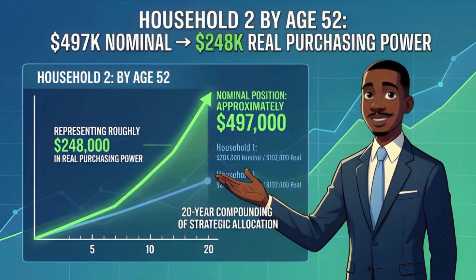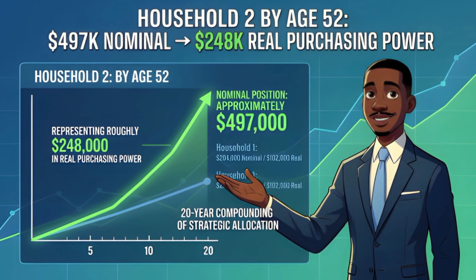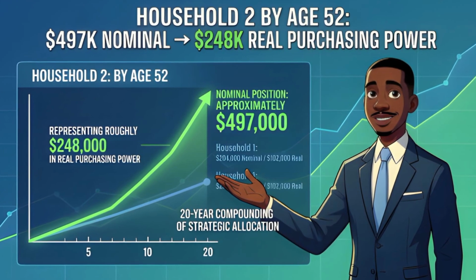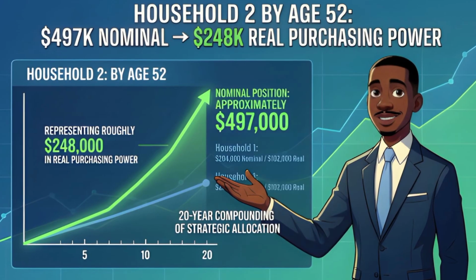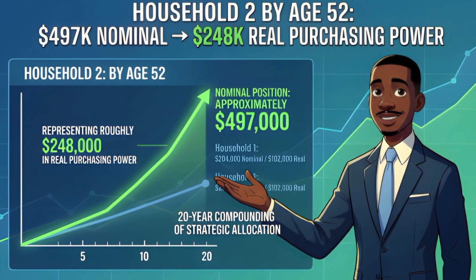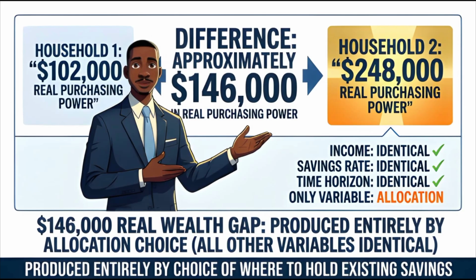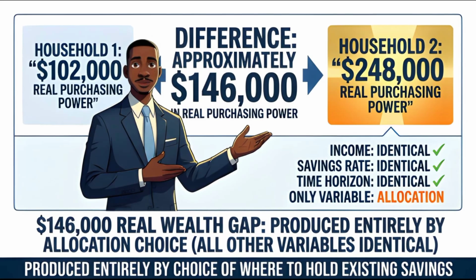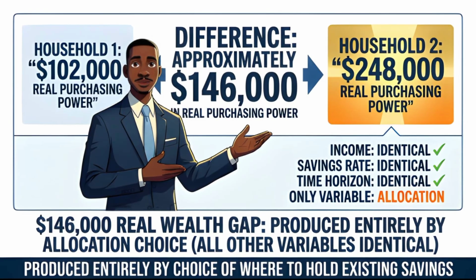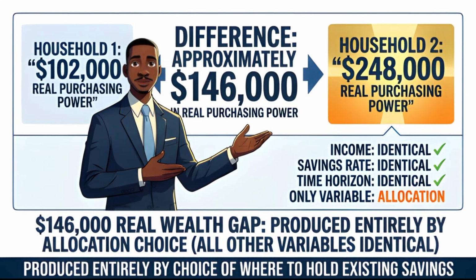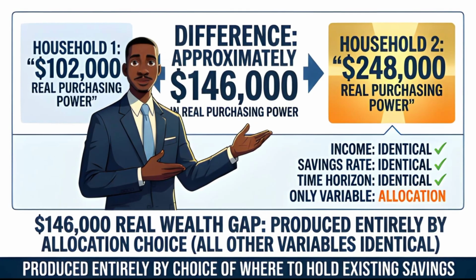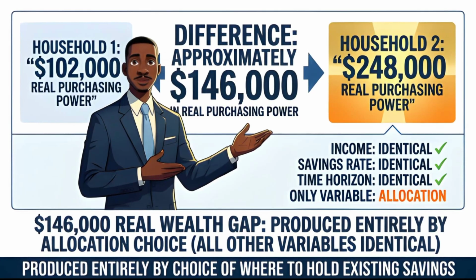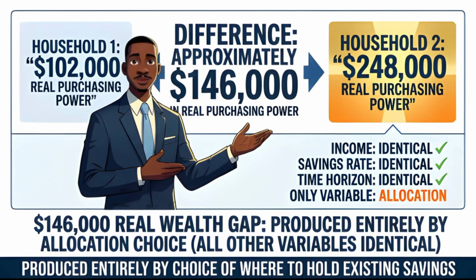By age 52, the second household's position is approximately $497,000 nominally, representing roughly $248,000 in real purchasing power. The difference of approximately $146,000 in real purchasing power between the two outcomes was produced entirely by the choice of where to hold existing savings. Income, savings rate, and time horizon were identical across both cases.